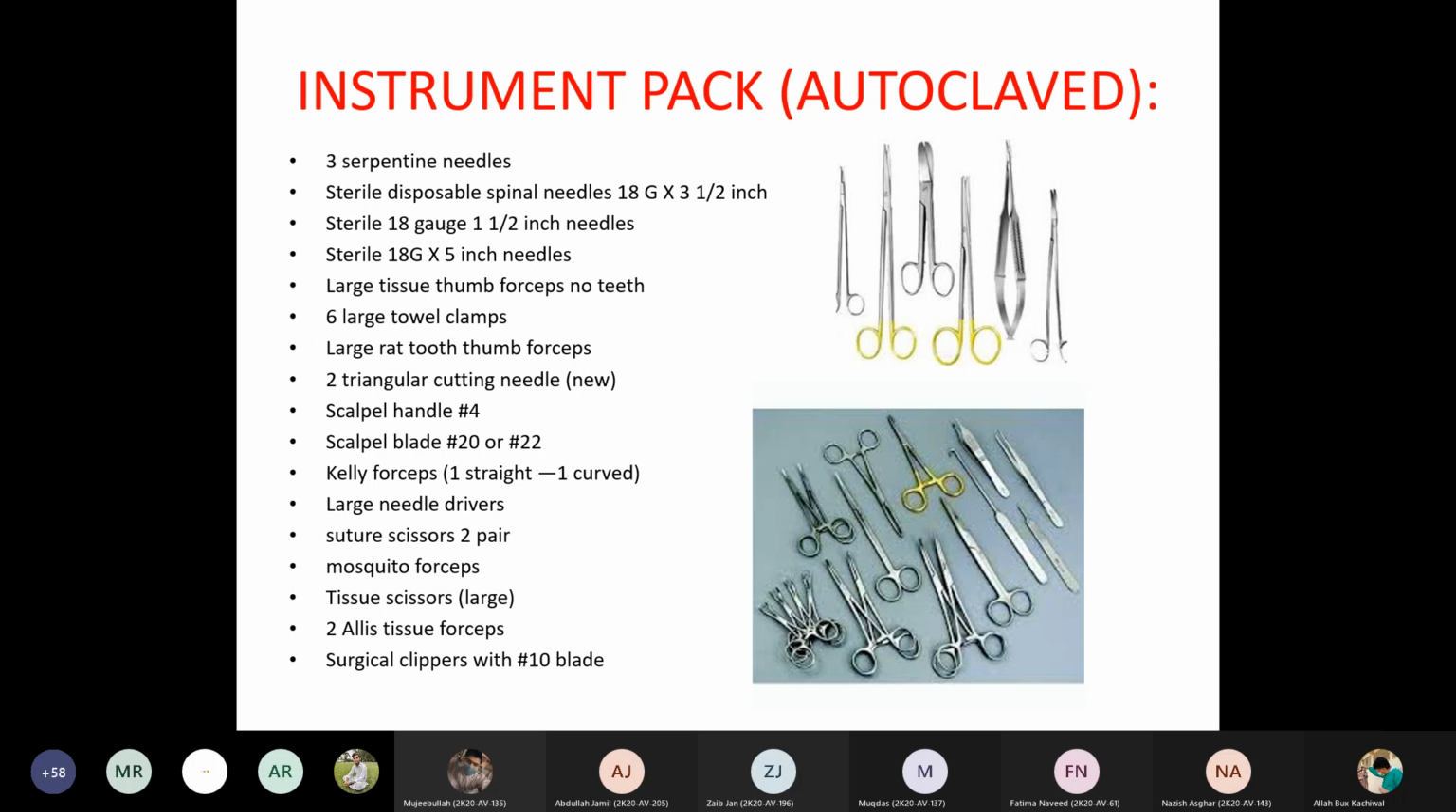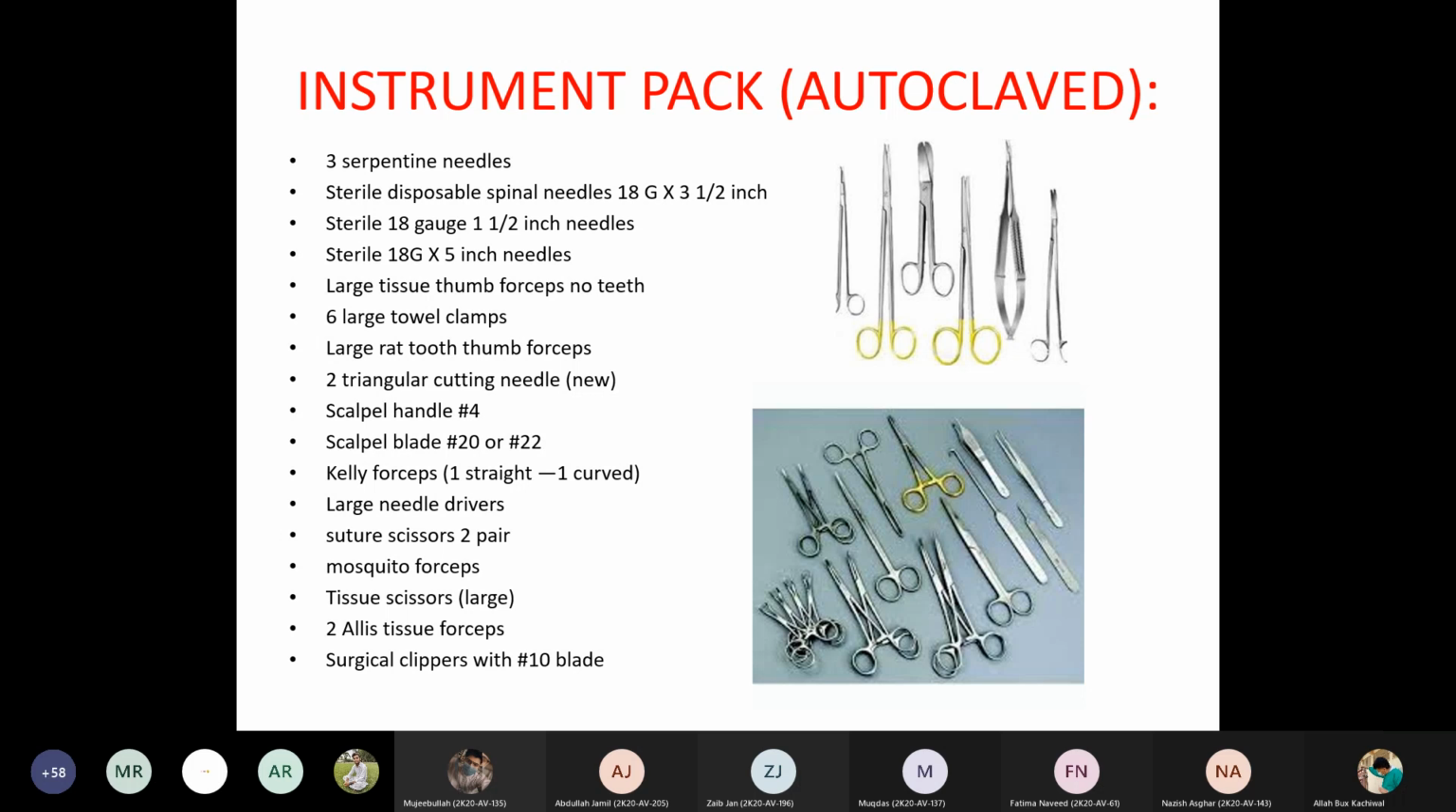Sterile disposable spinal needles are required. A sterile 18 gauge needle is required. Sterile 18 gauge by 5 inch needles are required. Large tissue thumb forceps, no teeth, meaning plain thumb forceps, are required. 6 large towel clamps are required. Large rat tooth thumb forceps are required, which is mostly known as a tooth forceps. The 2 triangular cutting needles are required.